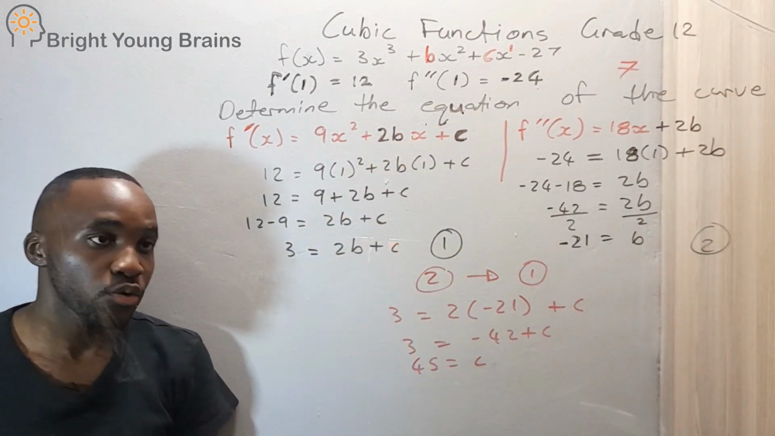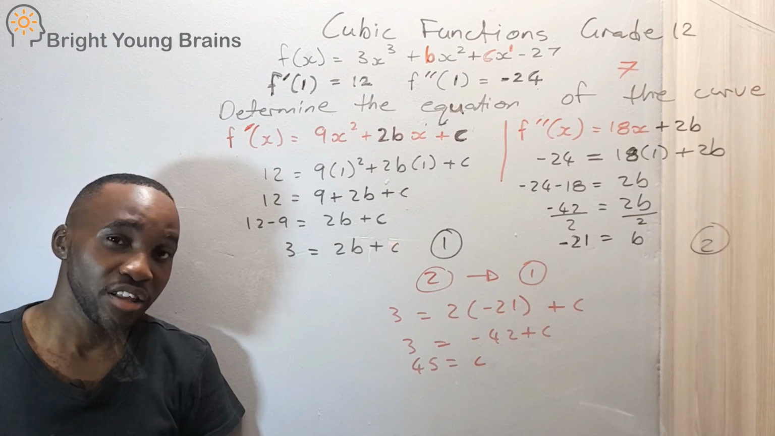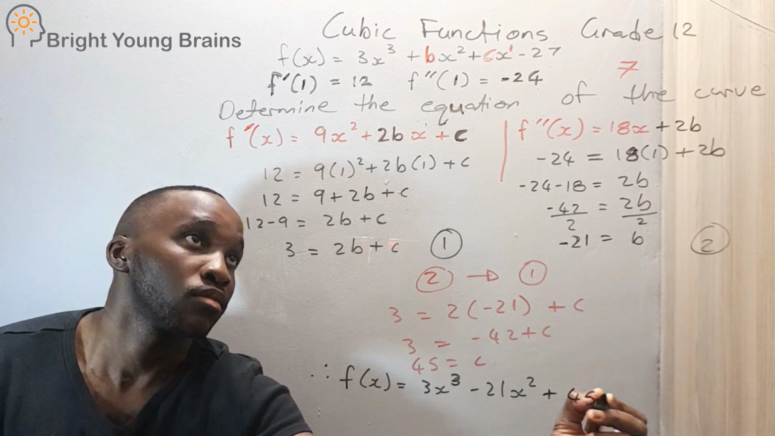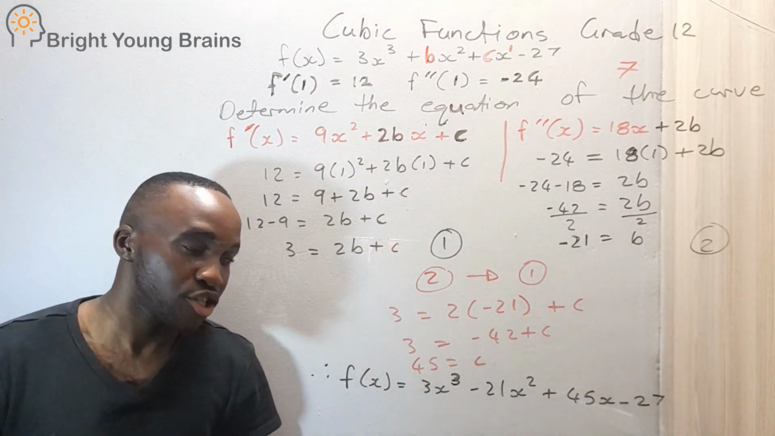They asked for the equation of the curve. So getting the equation of the curve, you throw b there, you throw c there, and then this is your final answer.